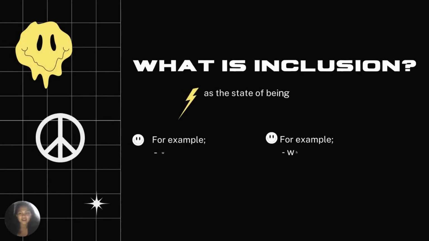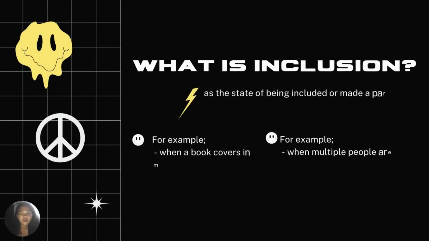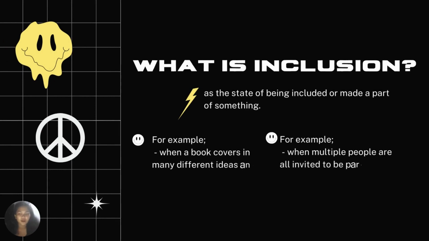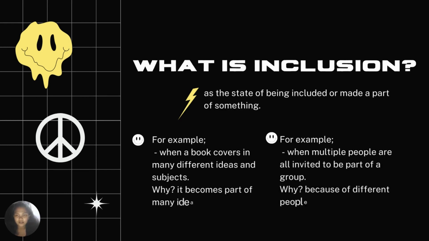So, inclusion is defined as the state of being included or made part of something. For example, when a book covers many different ideas and subjects, it is inclusion because it becomes part of many ideas. Okay? Another example is when multiple people are all invited to be part of a group. So this is inclusion of many different people. Do you get what I mean?